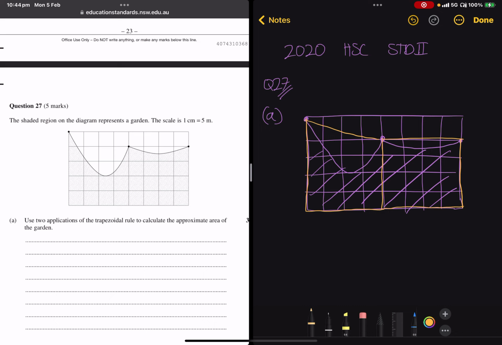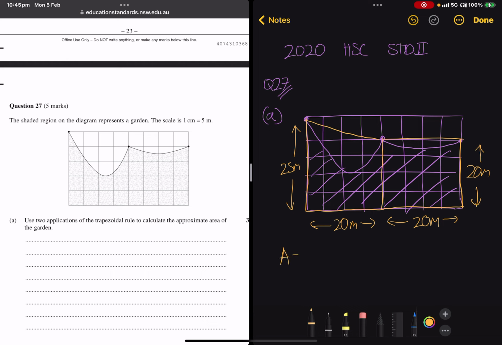Now we need to add dimensions to these and calculate their areas. So we're told 1 centimetre is 5 metres. That means the height over here is 5 centimetres, which is 25 metres. The width of these is 4 centimetres. 4 times 5 is 20. This is 20 metres. The second trapezium, it's not really a trapezium, it's a square, a special class of trapezium, also has a base of 20 metres and a height of 20 metres.